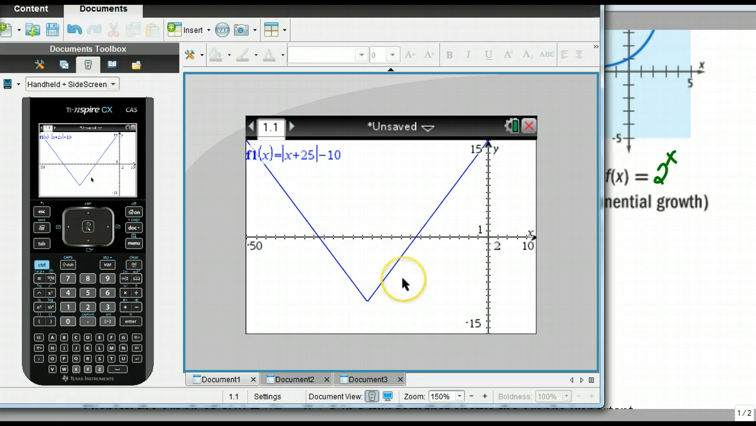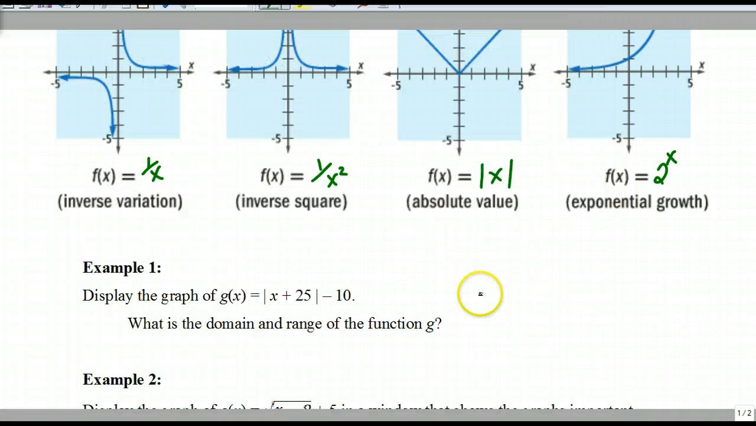The domain goes in between... It's x such that x is in all real numbers. You're right. Okay, so that is the domain.